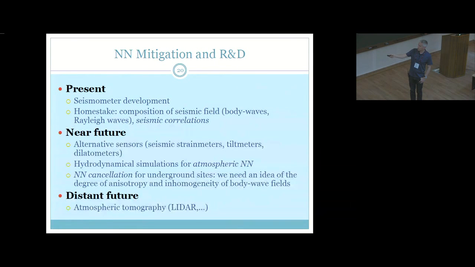Then in the near future, we should theoretically first of all analyze the gain from alternative sensors, and then really encourage people to build these if they are useful. We want to have hydrodynamical simulations of the atmosphere and calculate gravity perturbations, and that would tell us how we could possibly cancel Newtonian noise from the atmosphere, if there's something similar we could do. As for the seismic Newtonian noise, we still have to understand optimization of seismic arrays for underground sites. That's also a quite difficult problem.